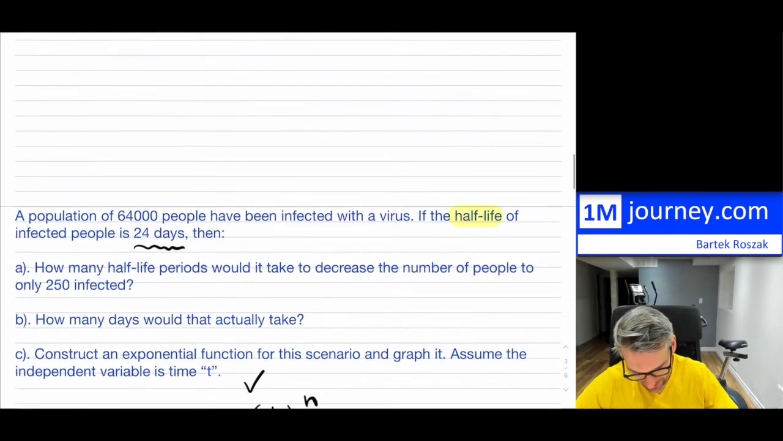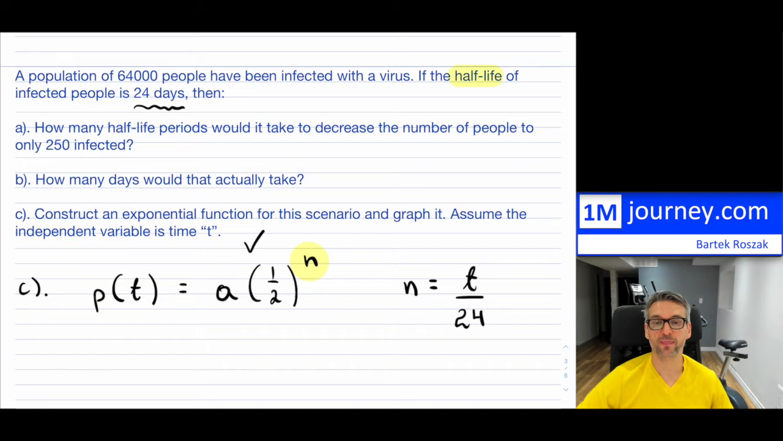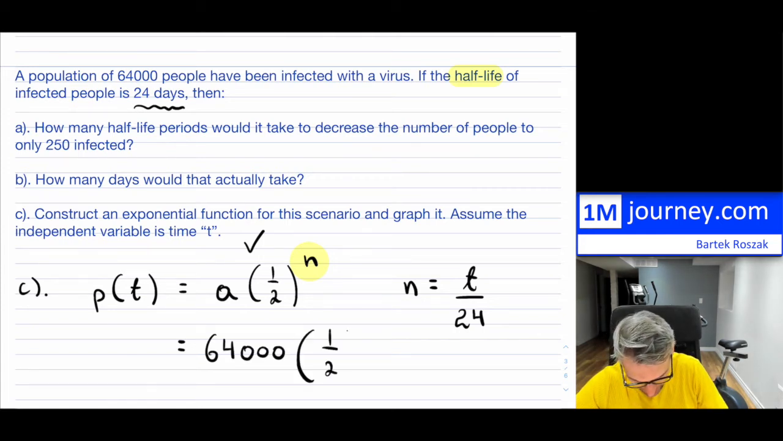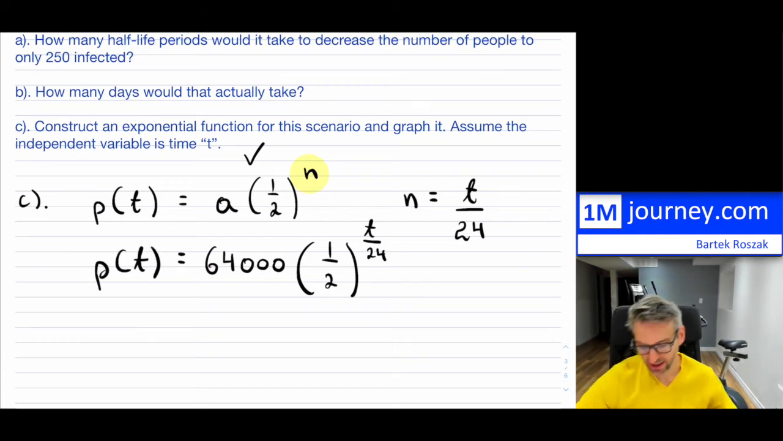So I'm going to do that. Instead of writing the n here, now my n is equal to t, which is in days, divided by 24, which is your half-life period. So what do I have? I have this a. Now my a, what am I starting with? I'm starting with 64,000 people. I have 1 over 2, that's my half-life. And my n is really just t over 24. So that's how you can set this up if you wanted to have it as a function of t.